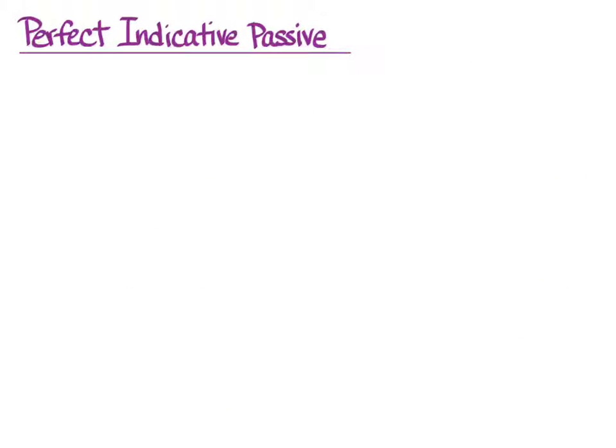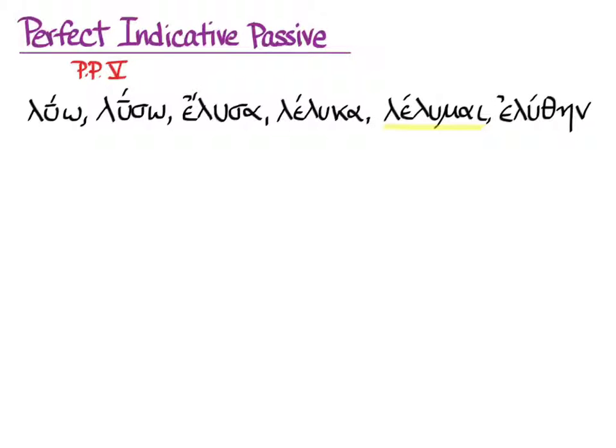Now, for the perfect indicative passive. I know you've been dying to know when, if ever, we were going to use principal part 5, and now's our time. We'll require endings for person and number as usual, and we'll take our stem from the fifth principal part. You take off the my, and you get as your stem lalu.